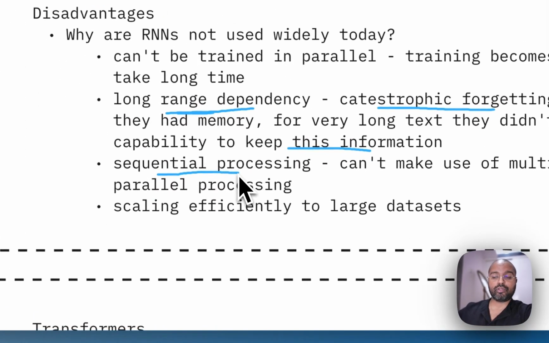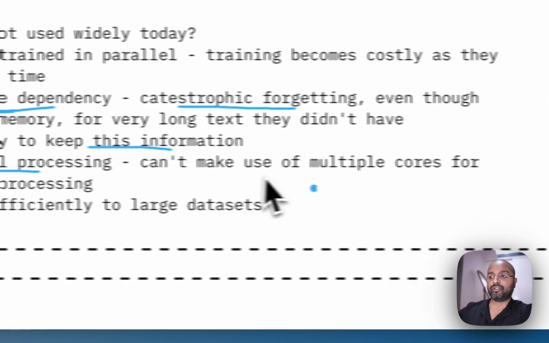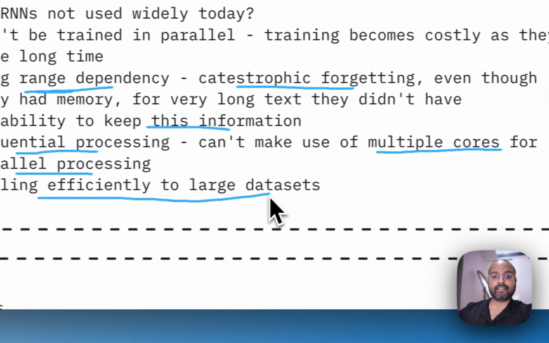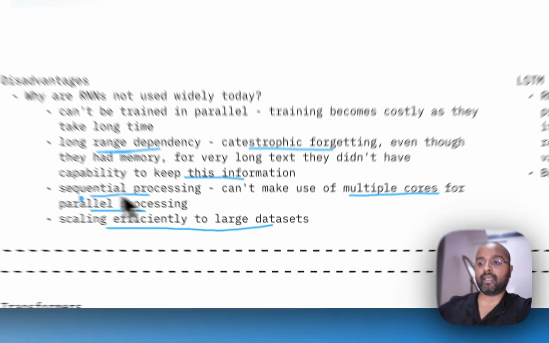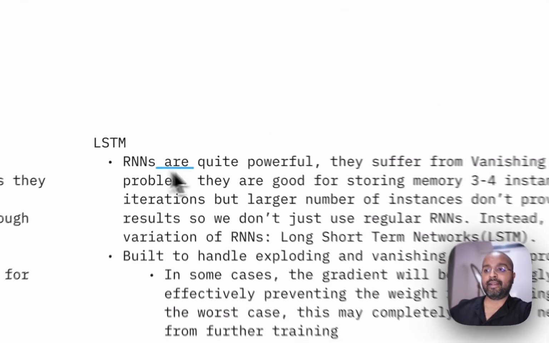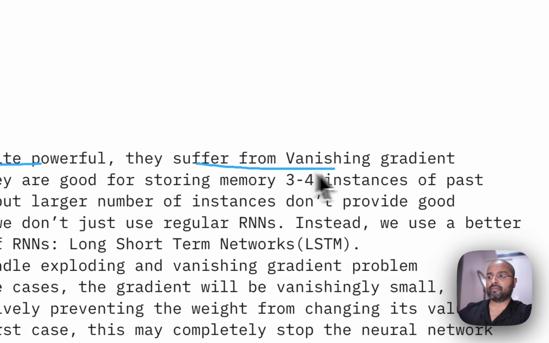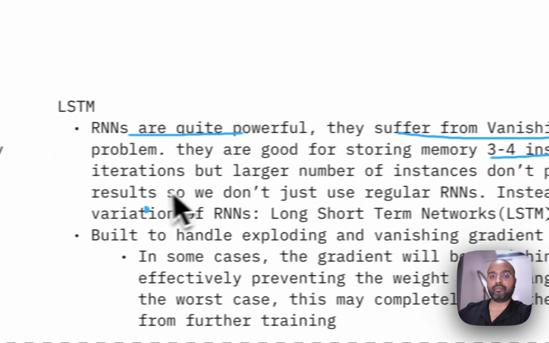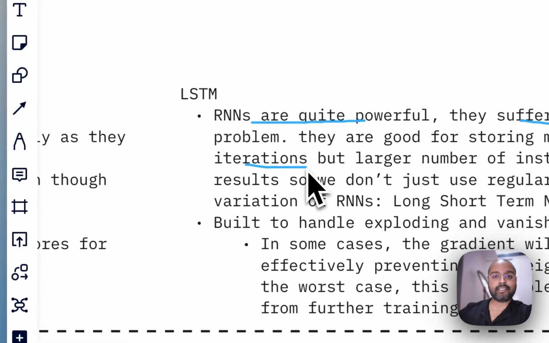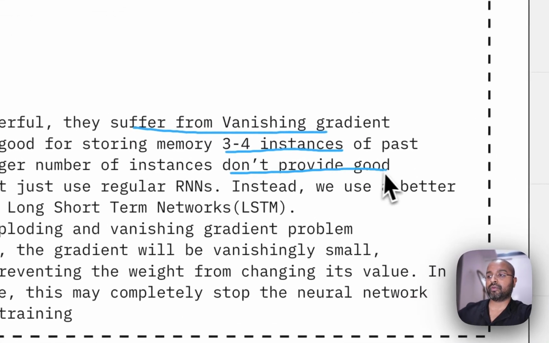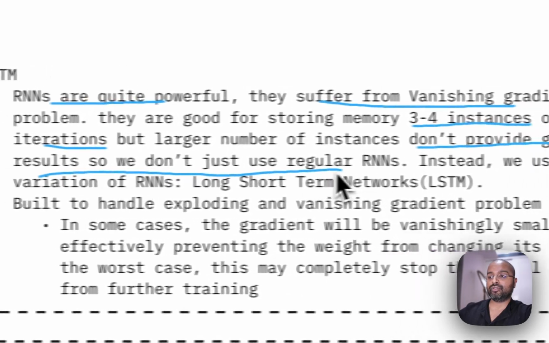Next, there is also sequential processing, which becomes a disadvantage because it's not able to take advantage of the multiple cores for parallel processing, and scaling to large data sets becomes a really big problem because it's not able to parallelize, and we're not able to train this in serial because it takes too long. Now, RNNs are very powerful, but they suffer from this vanishing gradient problem, where they are good for storing 3 to 4 instances of past iterations, or if it is text, then think of it as the 3 or 4 words in the past. And this causes an issue, which is the larger number of instances don't provide good results. So we don't use regular RNNs.